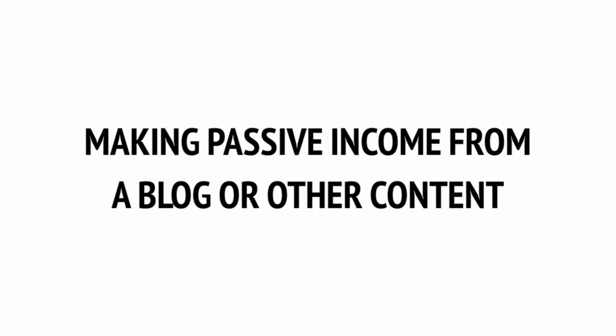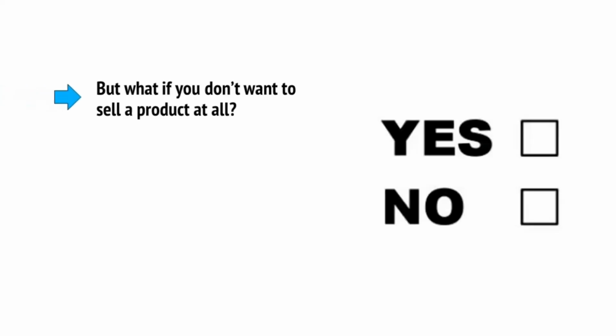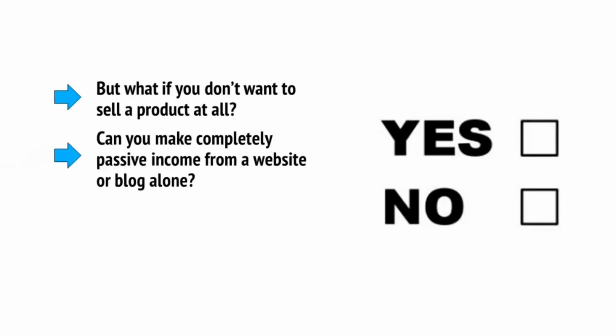Those last few videos have given you an insight into some of the most popular methods of generating passive income. Of course, many people will also create a blog to help back up their products and to strengthen their brand, but you don't even need to do that. Just a landing page, an affiliate link, and the right advertising campaign will do. But what if you don't want to sell a product at all? Can you make a completely passive income from a website or a blog alone? The answer is yes and no.